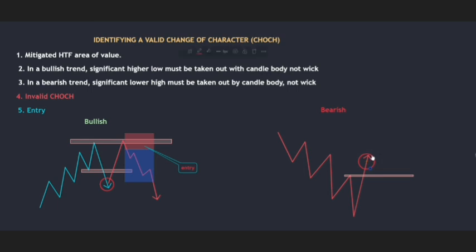It must be closing above here with a candle body, not a wick. Not the candle wick. It has to close above. So when that scenario happens, then you are waiting for two more scenarios to happen.